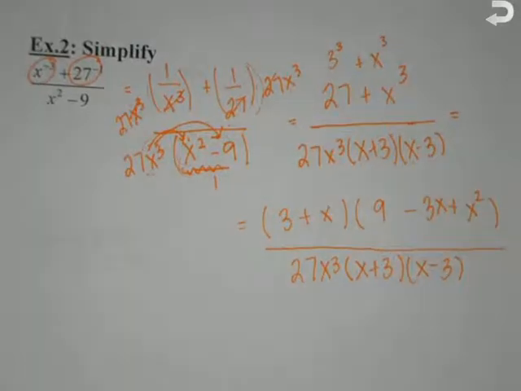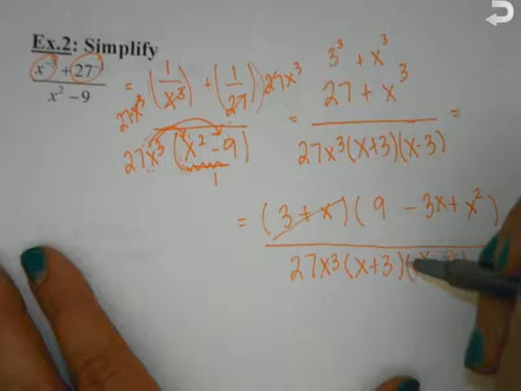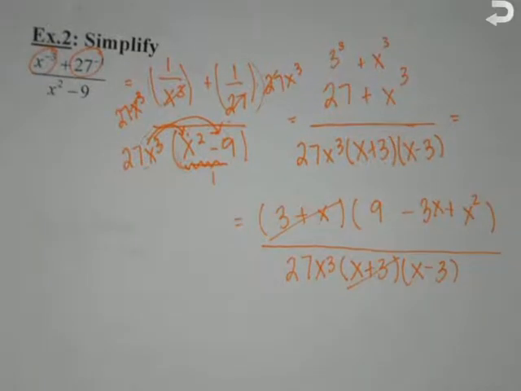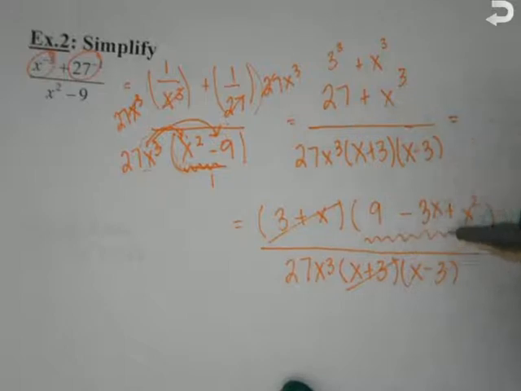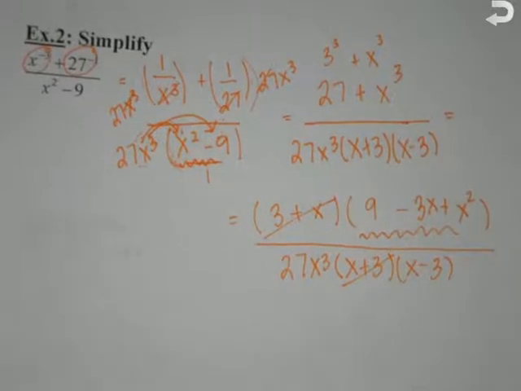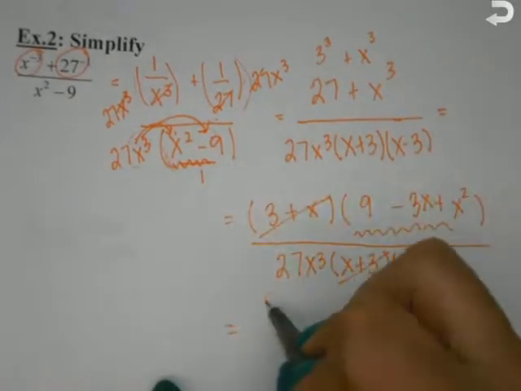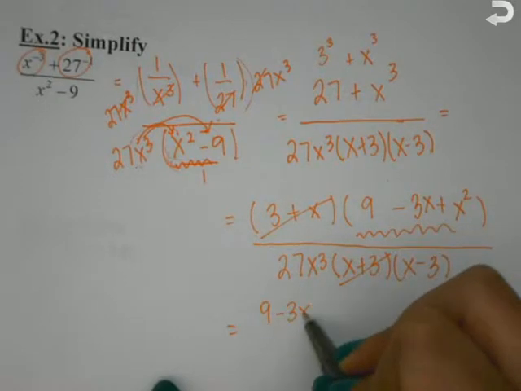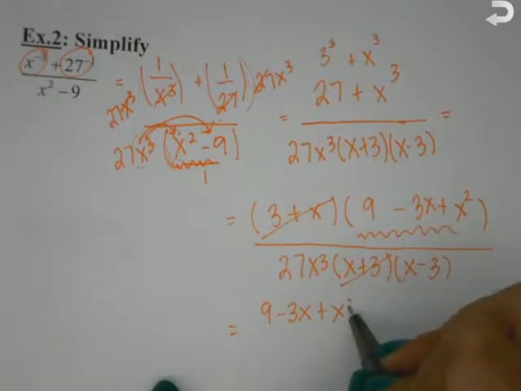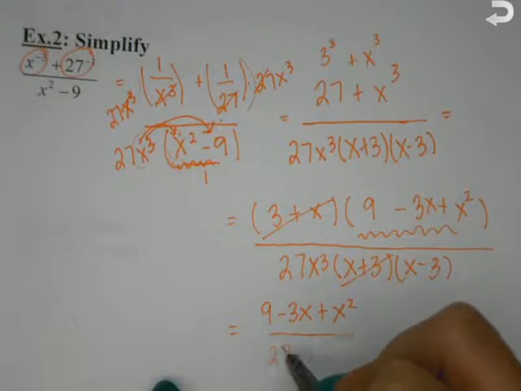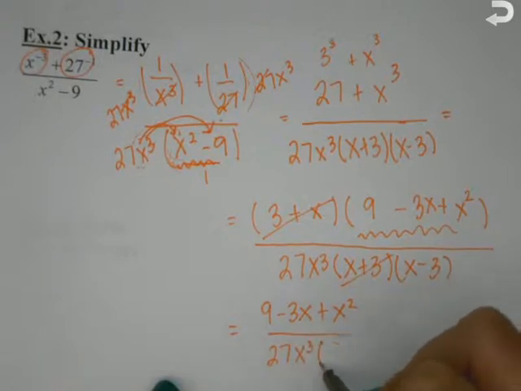Do you see why I wanted you to leave everything split up? Yes, why? Because the x plus 3's are going to reduce. Nothing else is going to reduce because this is always as reduced as possible, or as factored as possible. So let's just rewrite it as 9 minus 3x plus x squared all over 27x cubed times x minus 3. You won't be able to do any more than that.